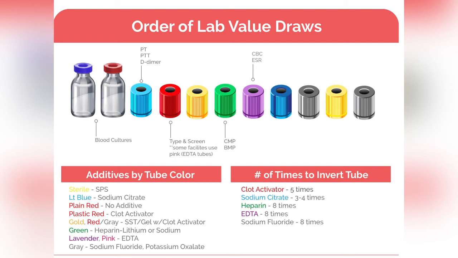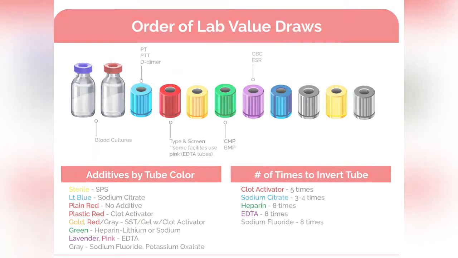Oxalated fluoride tube, gray: sodium fluoride and potassium oxalate affect sodium and potassium levels respectively. Fill after hematology tube because oxalate damages cell membranes and causes abnormal RBC morphology, and oxalate interferes in enzyme reactions.